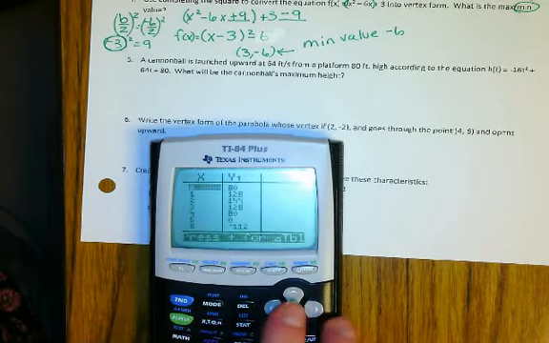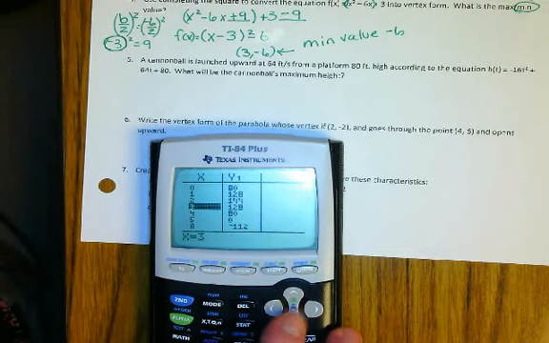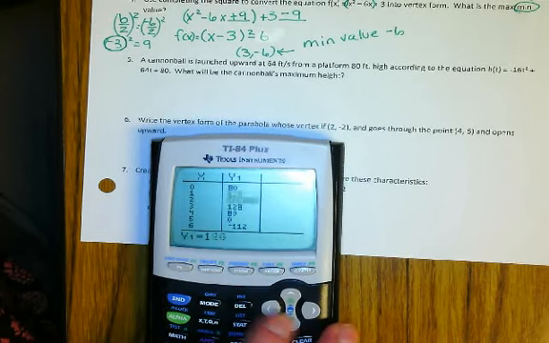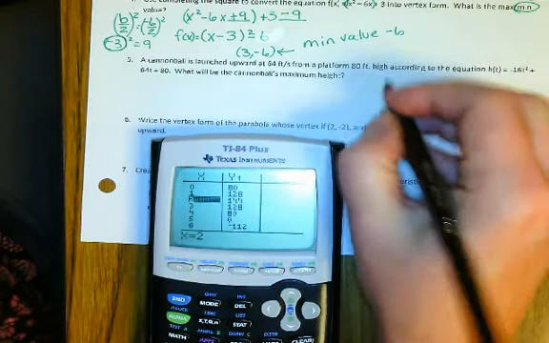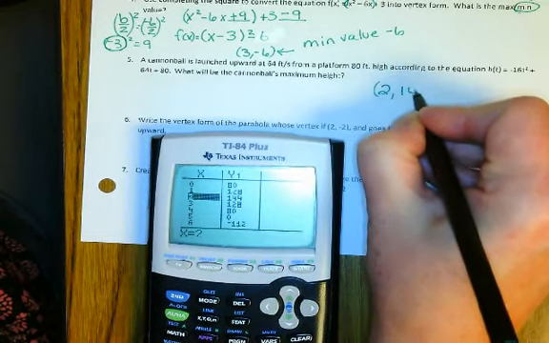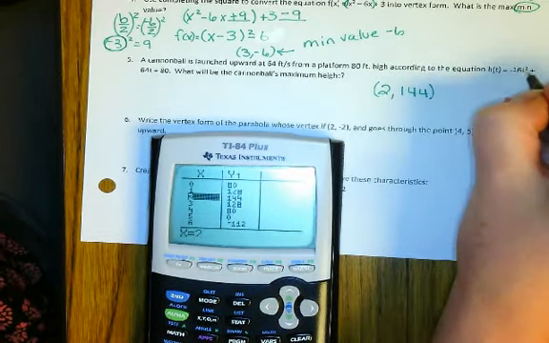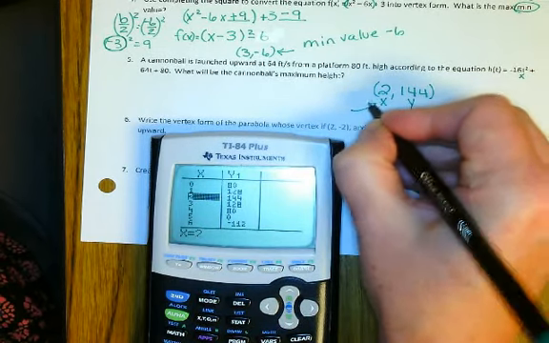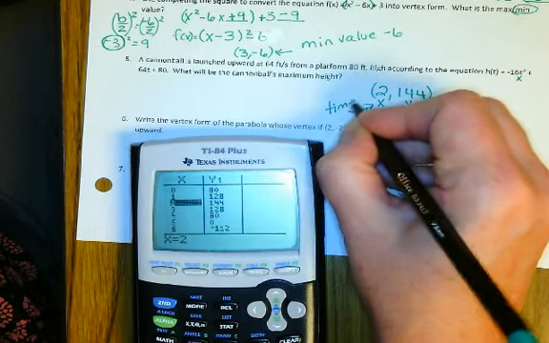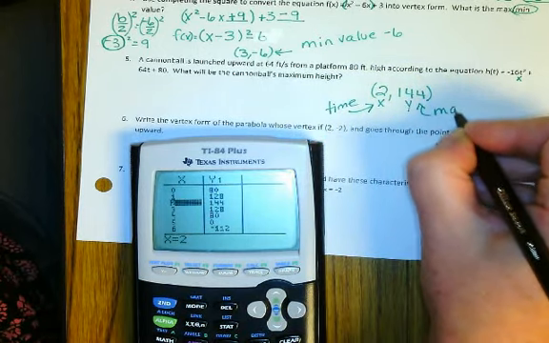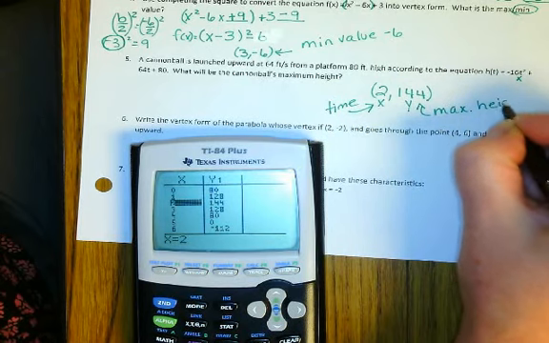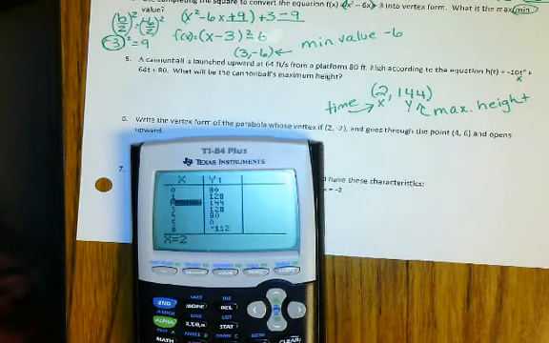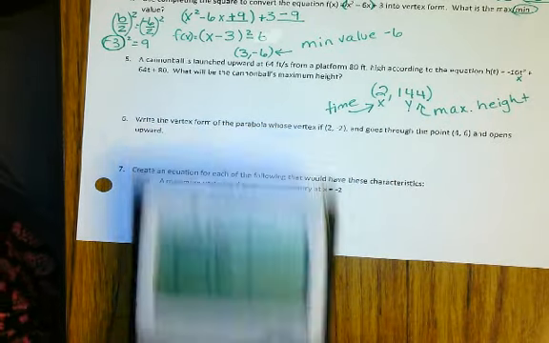Alright, so I'm going to go look at my table and see if I can find my vertex. It may come out nice, it may not. Oh, actually it comes out real nice. Look how it's surrounded by the 128s. So my vertex here is 2, 144. Now, this t here was really an x. This is my x and this is my y. So this actually represents the time. And then this represents your maximum height. So at 2 seconds is when the cannonball reaches its maximum height of 144.